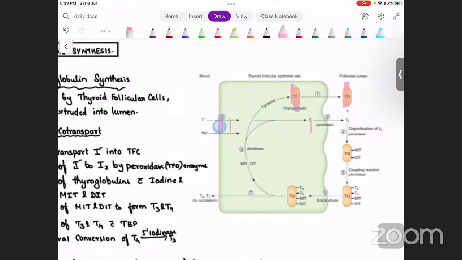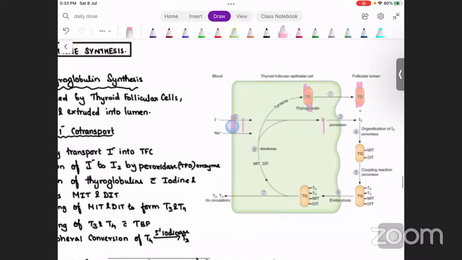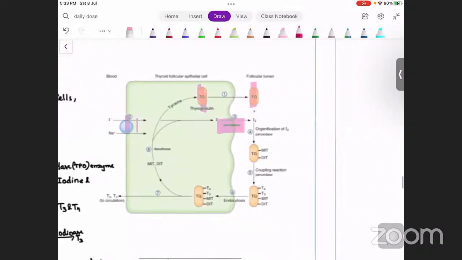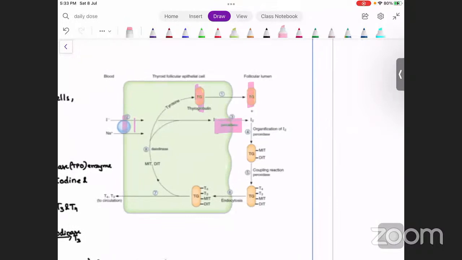And then the iodide ion, I minus, will be converted into iodine by the thyroid peroxidase enzyme, or TPO enzyme, which then transports the iodine into the follicular lumen, and it will peroxidize it. Then it will form monoiodotyrosine and diiodotyrosine. In the follicular lumen, monoiodotyrosine and diiodotyrosine will combine to form a T3.